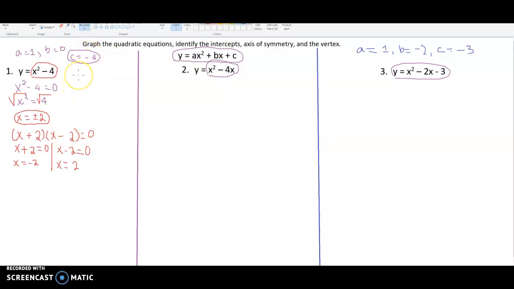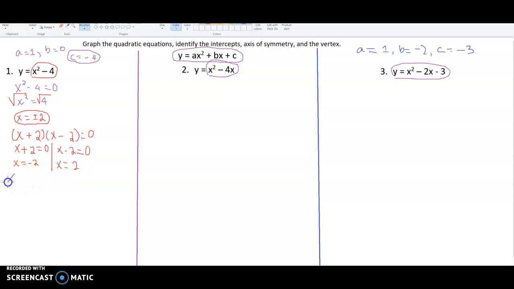I should be able to put the parabola together, be able to sketch it. Okay, so sketch the parabola. So let's go back to here real quick.